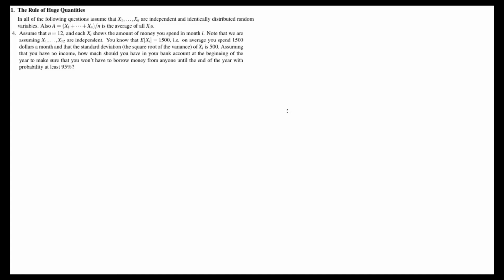So now we're on part 4 of question 1. This time we have the amount we spend in every month to be xi, from x1 to x12, and we want to make sure that 95% of the time we have enough money in our bank account so that we can actually spend this much throughout the year. This is assuming we don't earn any money at all, or rather it's a bank account which is only for spending. That's not important.